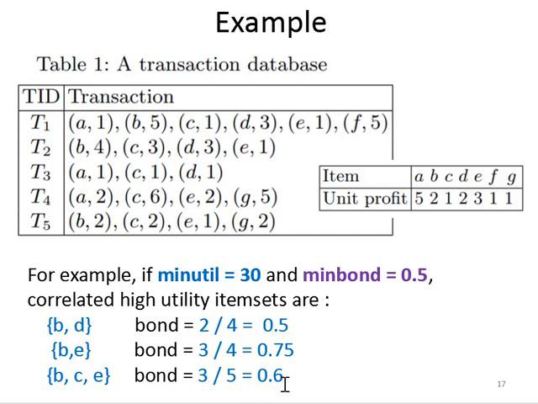So that means it is somewhat correlated. Now BE has a bound of 0.75, which means it is more correlated than BCE actually. So 3 out of 4 times these items appear together. So this is a strong correlation.